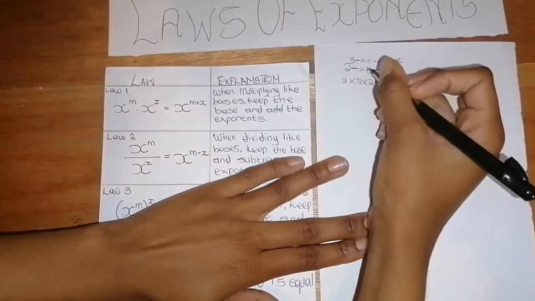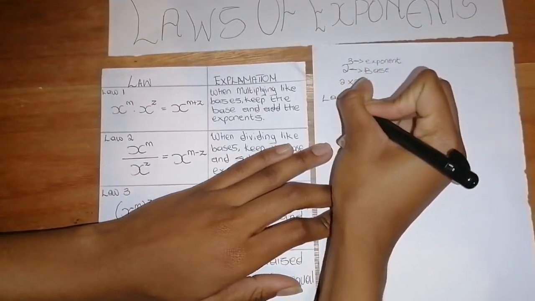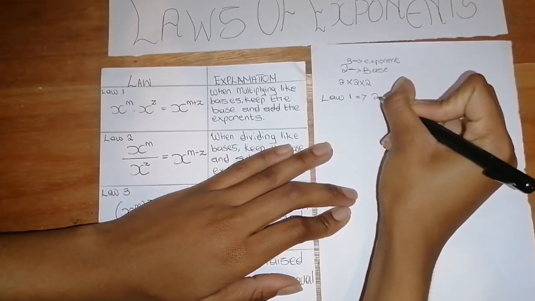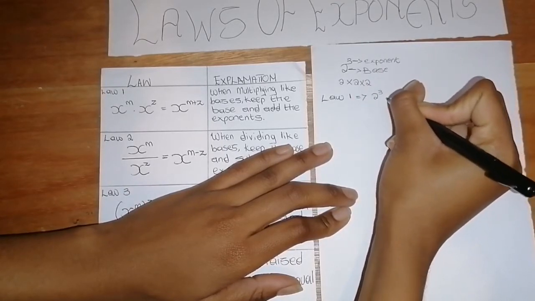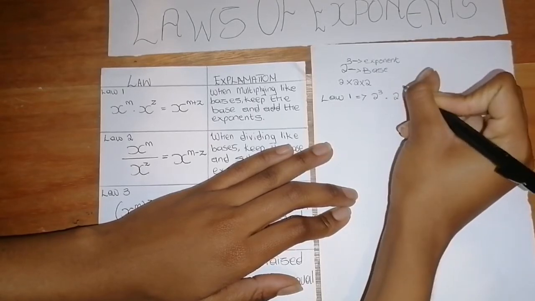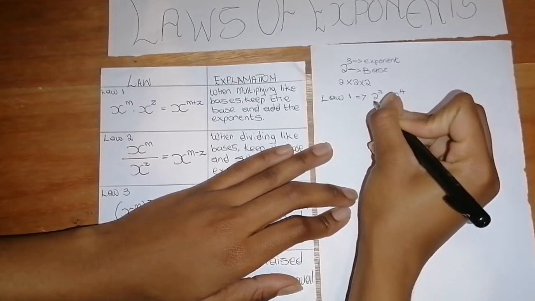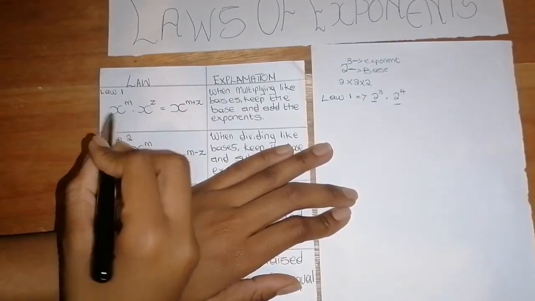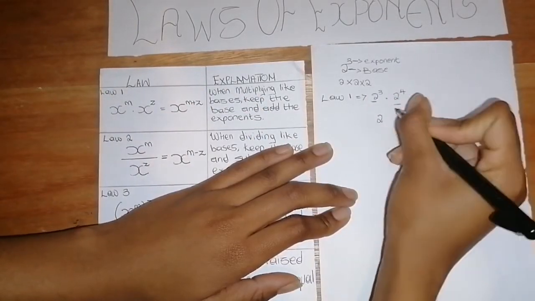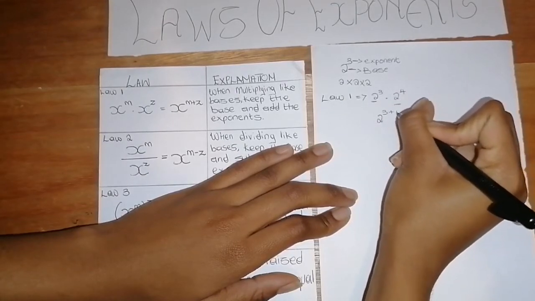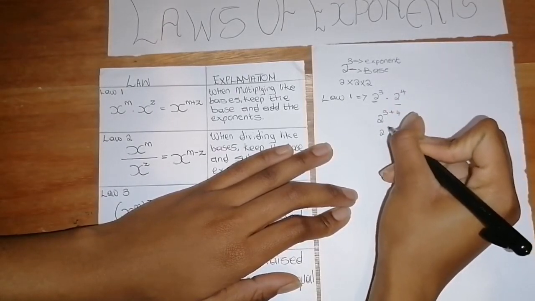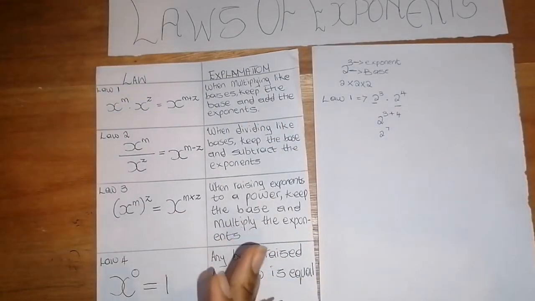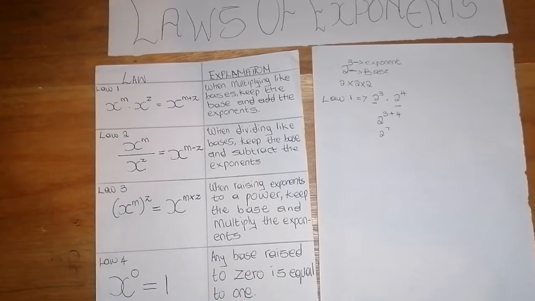So if you're having something like this, let me just write law 1. If you are having 2 to the exponent 3 multiplied by 2 to the exponent 4, you can see that you are having the same base, meaning that the law of exponent can apply. You keep the base and then you add the exponents: 2 to the exponent 7. Then you simplify your answer. I really hope that you understand this law of exponent.